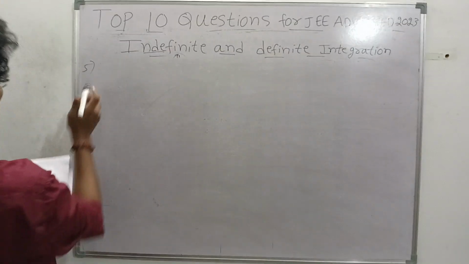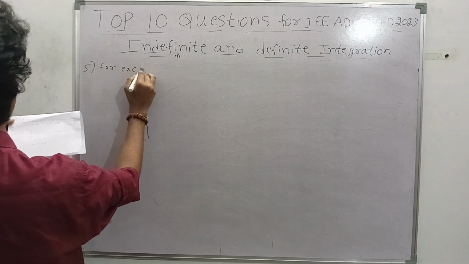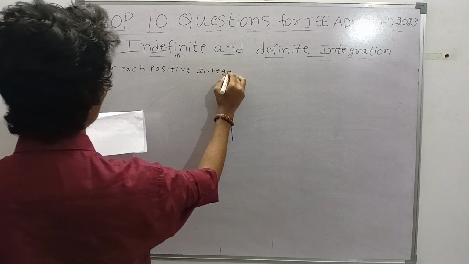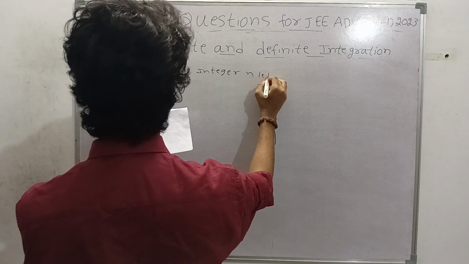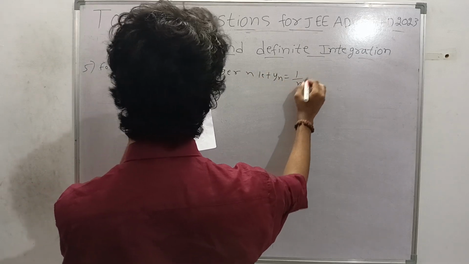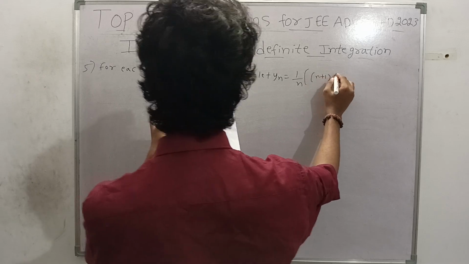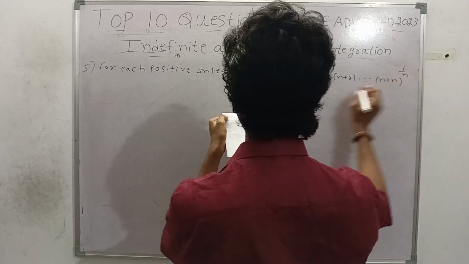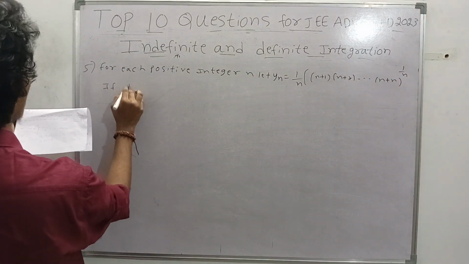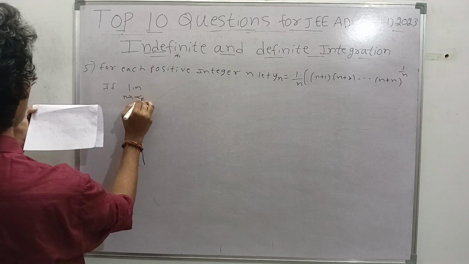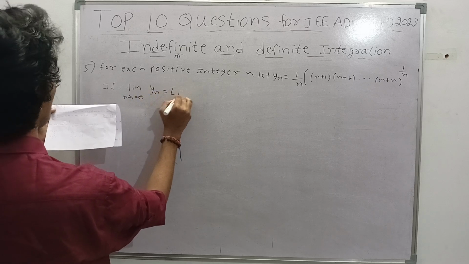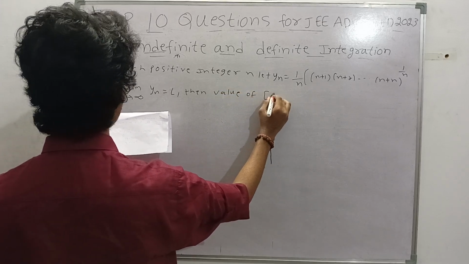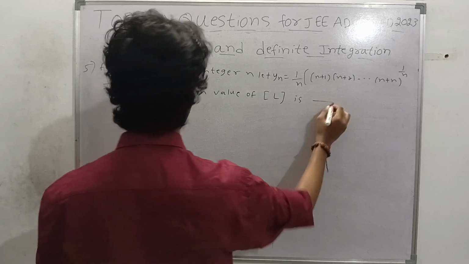Now fifth question. For each positive integer n, let y_n = [1/n × (n+1)(n+2)...(n+n)]^(1/n). If the limit as n tends to infinity of y_n equals l, then the value of the greatest integer of l is ____.